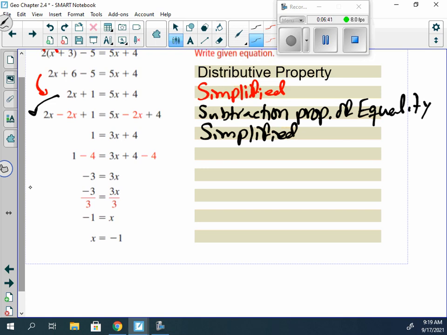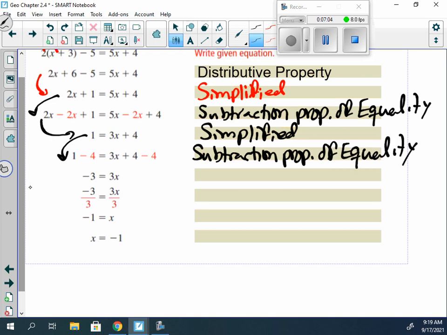Now, when we look at this here, so here to here they simplified. Here to here. So what are we doing here? Well, we're subtracting 4 from both sides because we're still solving for x, yes? Well, the property that says we can do this is the subtraction property of equality, and then they simplified.